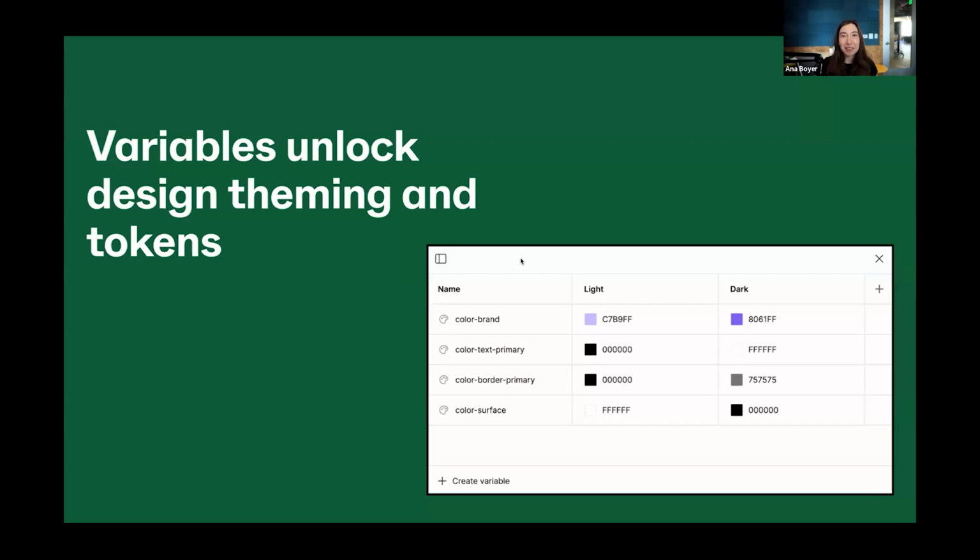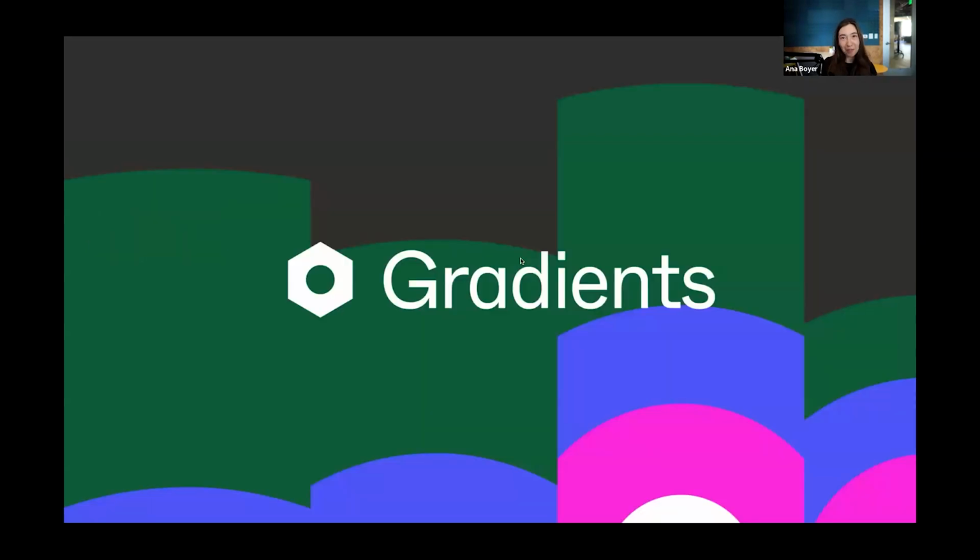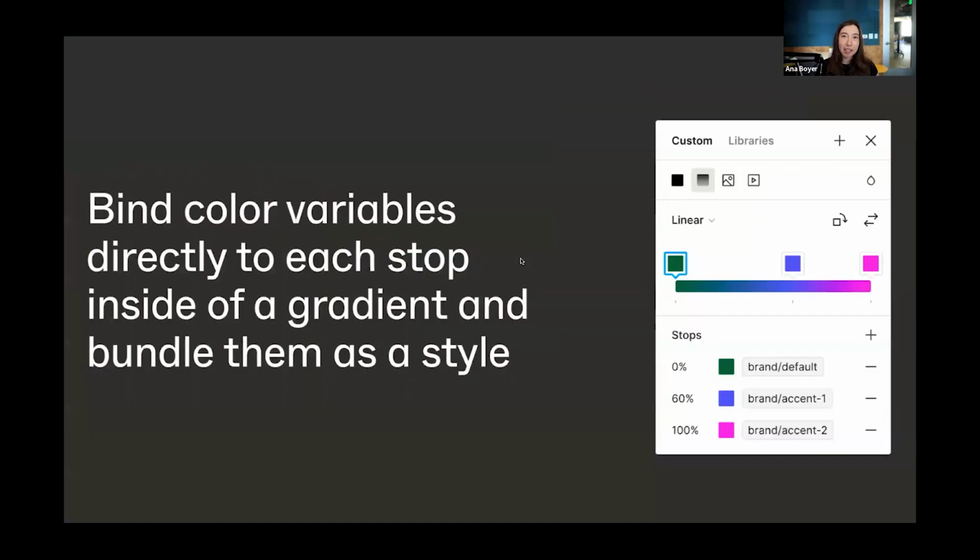But now with the launch of gradients and typography, we've definitely unlocked a bunch of more new capabilities there. So I want to first talk a bit about gradients. As Shayna mentioned in the keynote, gradients allow you to essentially bind variables to each stop inside of a gradient, and you can also save those as styles. So I'm going to dive into a quick demo so we can take a look at how that works.